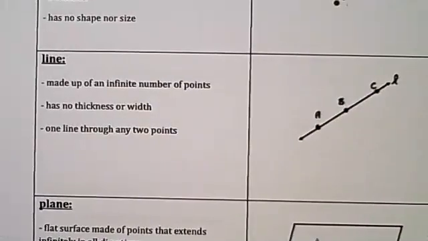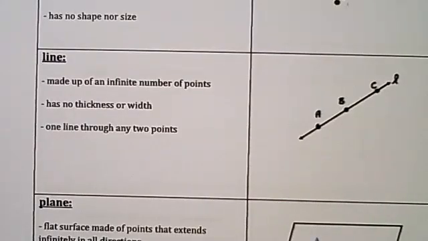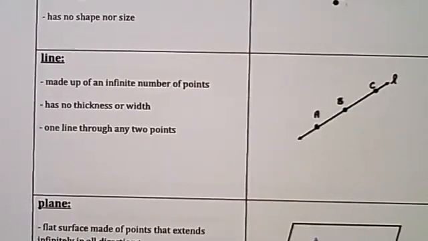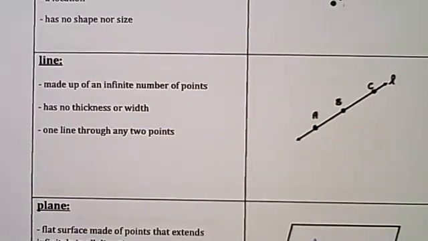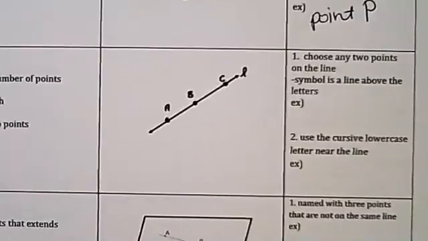Okay, the next definition is a line. Again, you learned how to graph lines in Algebra 1, right? The lines that we're going to learn about in geometry are not on the coordinate plane. It's called in space. It's made of an infinite number of points. There's no thickness or width, and you need 2 points to make a line. Here's an example of what a line could look like.